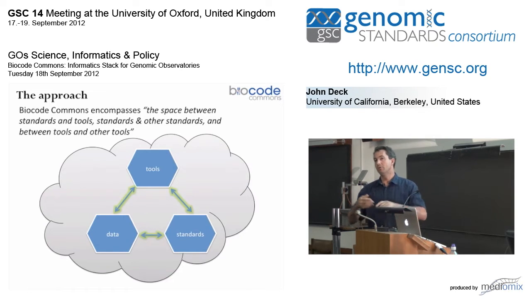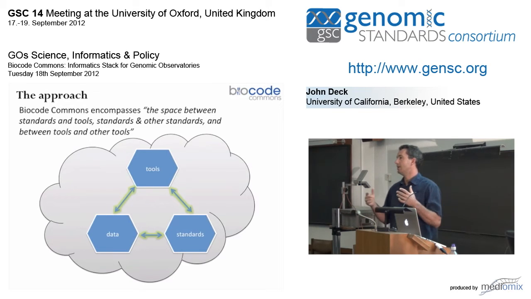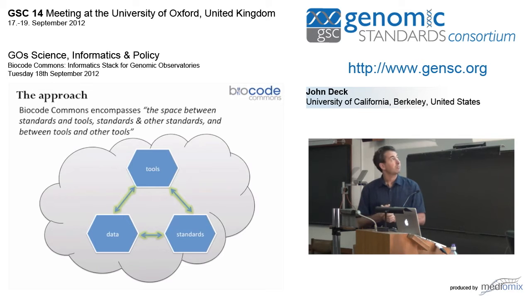So the challenge here with Biocode Commons is looking at everything that sits in between these areas. So Biocode Commons is not meant to be a specific tool or a standard or even store any data. But what we want to do is find those areas that lie between this. How can we effect better cross-communication between these different areas?